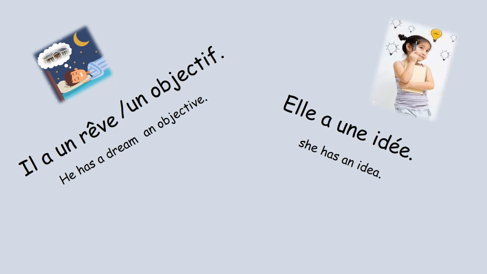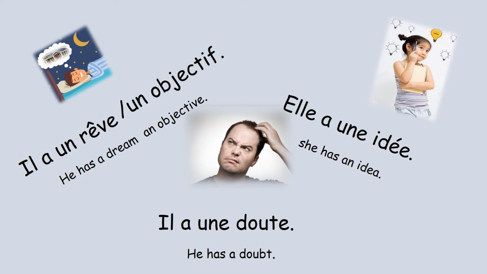And all that we possess in our mind, like any idea or a dream, like il a un rêve, he has a dream. Il a un objectif, he has an objective. Elle a une idée, she has an idea. So it is all in her mind. Il a un doute.